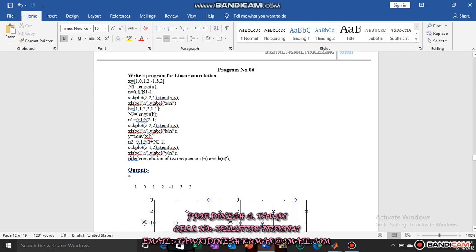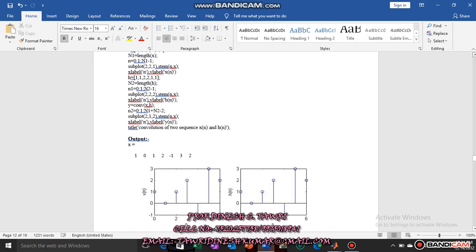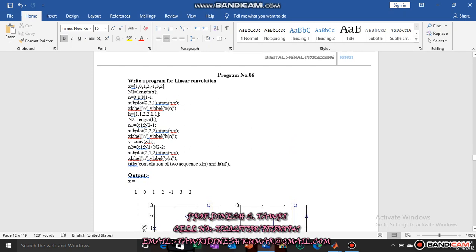Why do we write n1 minus 1 here? Because one sample will be removed from this sequence after the multiplication, so we have to write n1 minus 1. In the next line you have to write the subplot syntax, because we know that there are 3 graphs for this linear convolution program. For writing 3 graphs we have to use the subplot syntax.